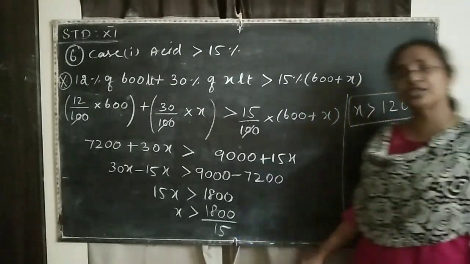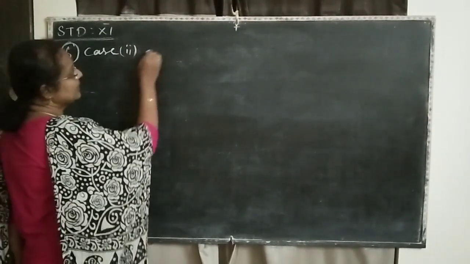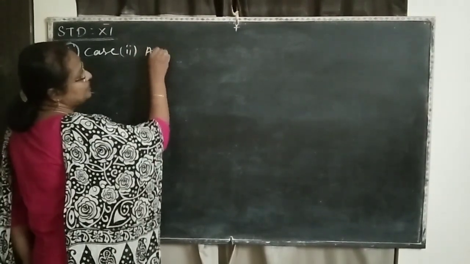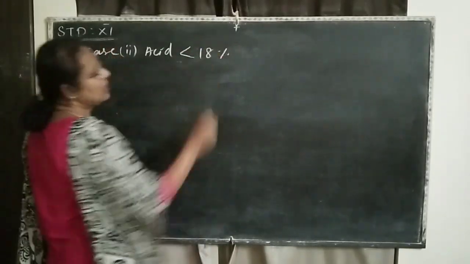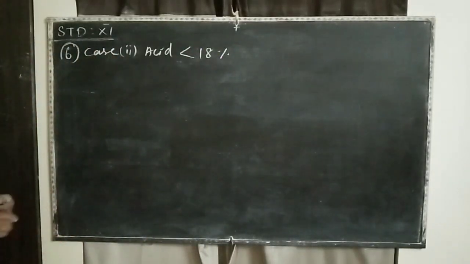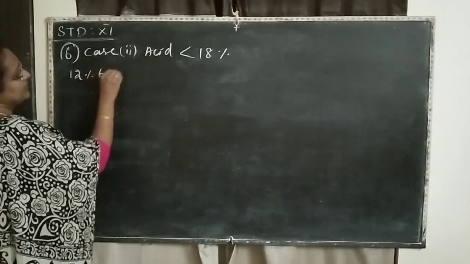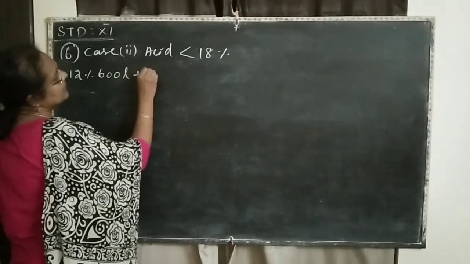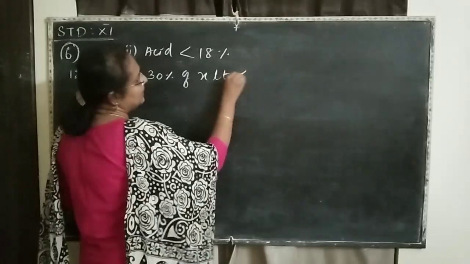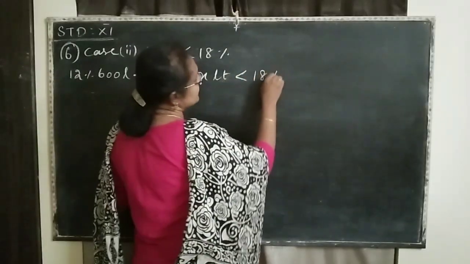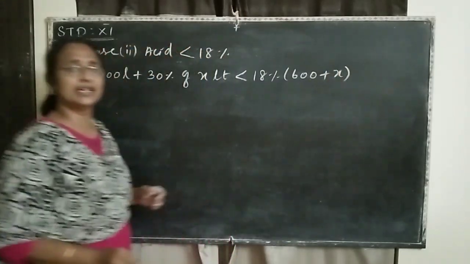Shall we discuss the case 2 now? Yes, students, let's discuss the case 2 now. In the case 2, acid should be less than 18%. Yes or no? Acid should be less than 18%. Okay, the same thing, 12% of 600 liters plus 30% of x liters should be less than 18% of 600 plus x resulting mixture. Yes or no?